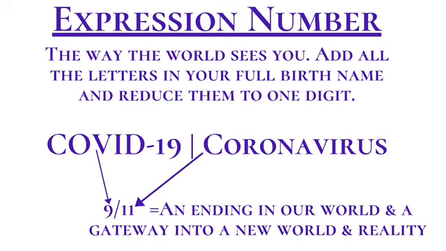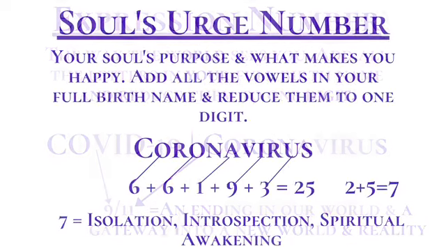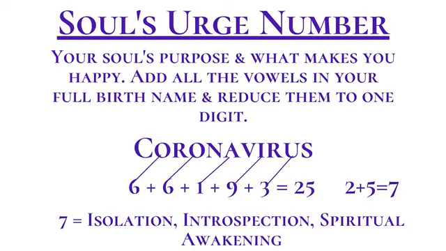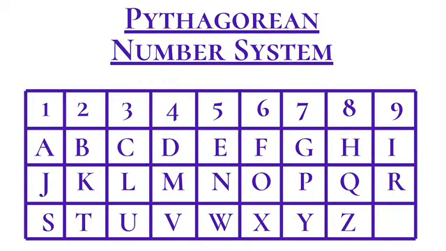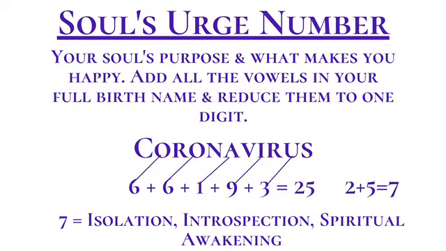Now let's take a look at the real reason this virus is happening right now. The soul's urge number in numerology is basically your soul's purpose for being here, and it is also typically what makes you happy. And so this number is going to determine what the purpose of this virus is. For this, we have to add all of the vowels together in the full birth name. We're going to look at that same number chart that we did before, and using it, we're going to find all of the numbers that correspond to only the vowels in this name. Not all of the letters, only the vowels.